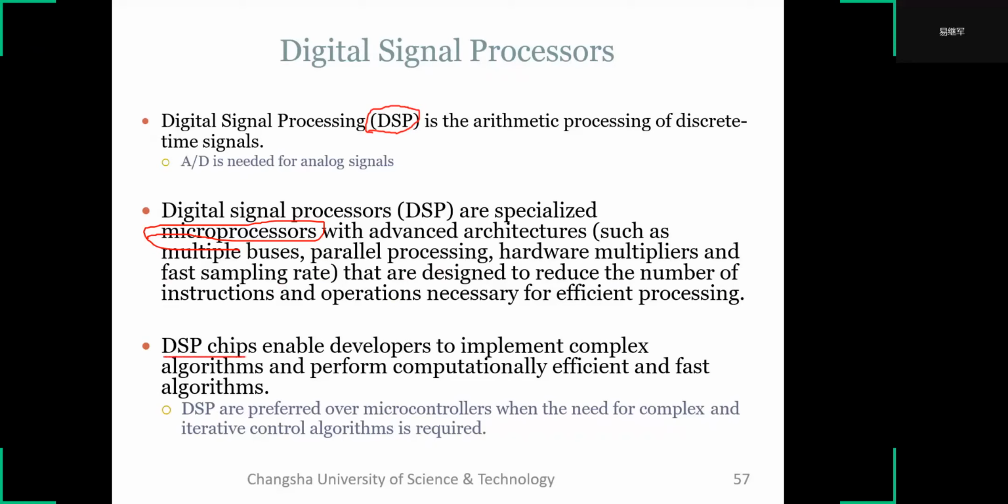DSP chips enable developers to implement complex algorithms and perform computationally efficient and fast algorithms. DSPs are preferred over microcontrollers when the need for complex and iterative control algorithms is required. An important feature of the DSP is that it is faster than the microcontroller.